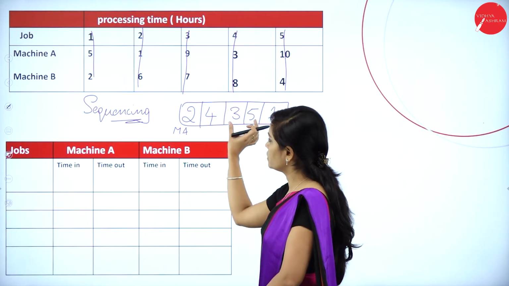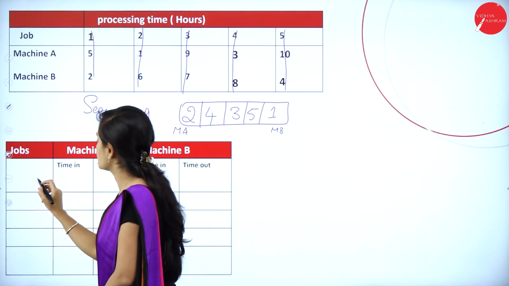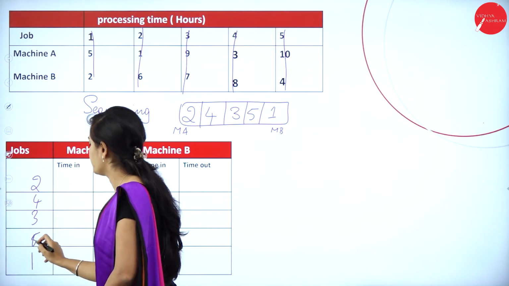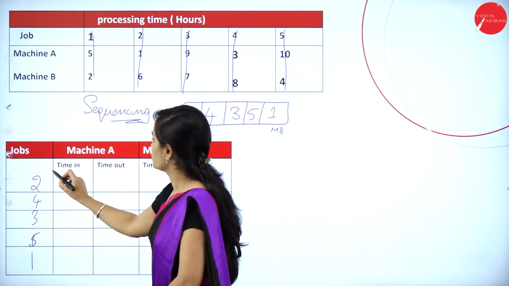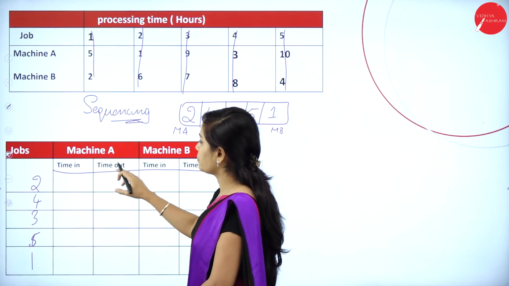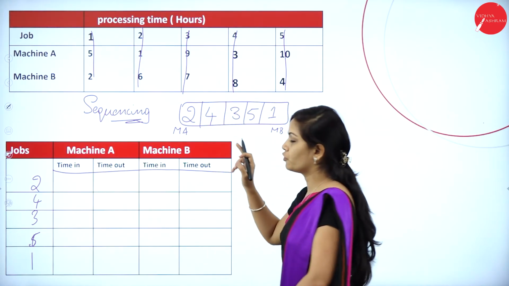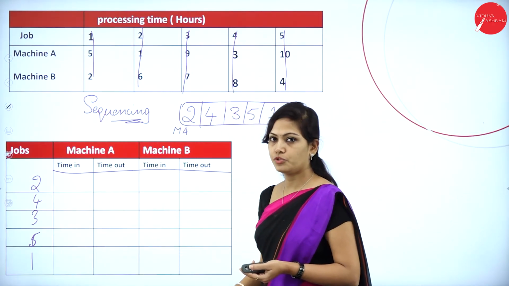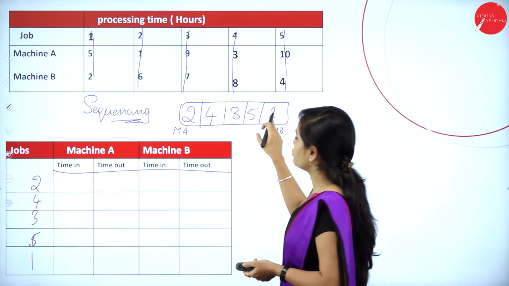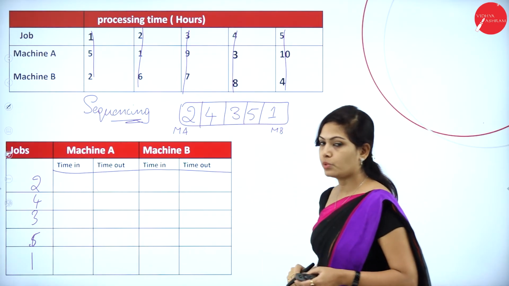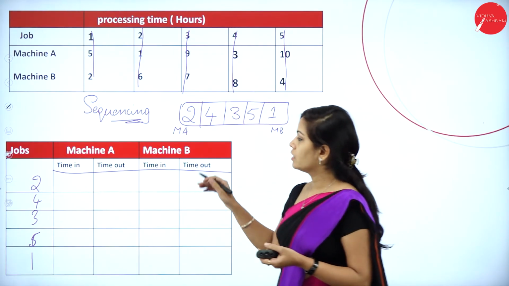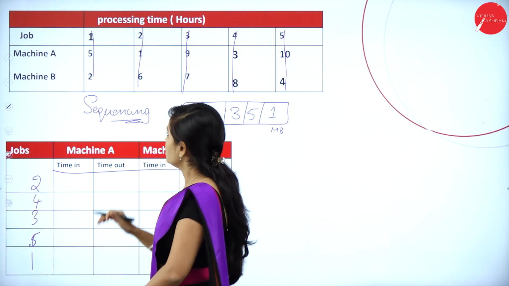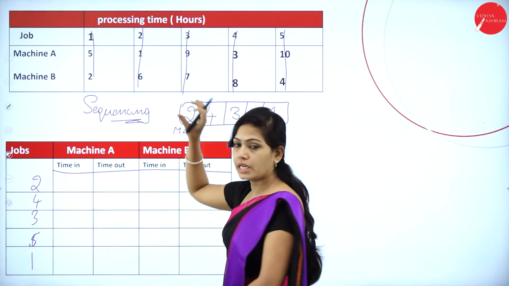So in this table, first I will write the sequencing. Job sequencing is 2, 4, 3, 5 and 1. Here you have to find the time in, time out for machine A and time in, time out for machine B. Listen carefully. I have written all the sequencing, job sequencing. I have written 2, 4, 3, 5, 1 is your final job sequencing order. So now I will find the processing time of machine A and machine B. Clear? Again, I am using this processing time only.